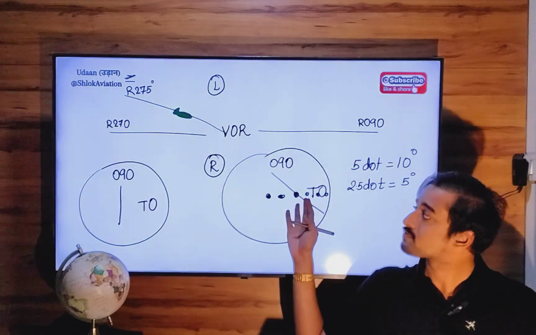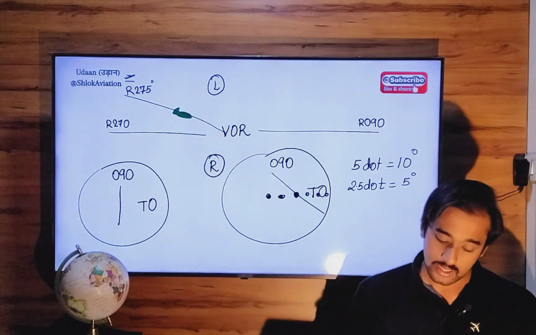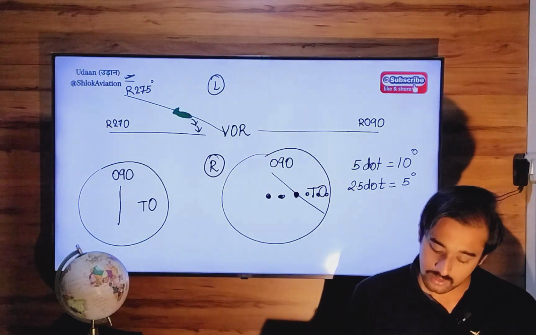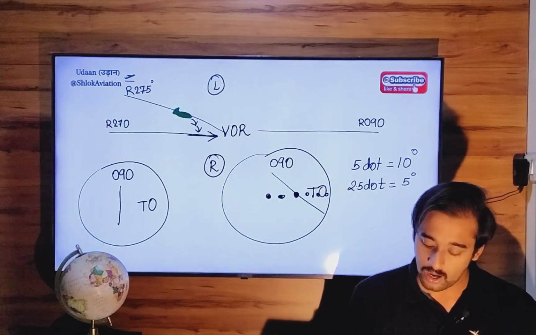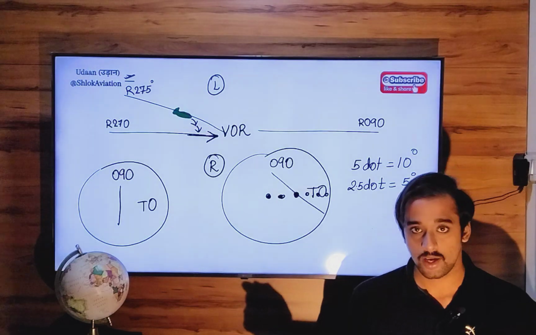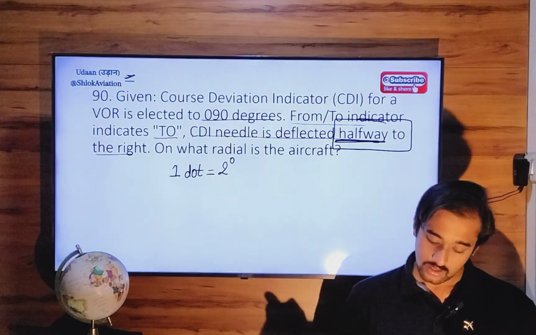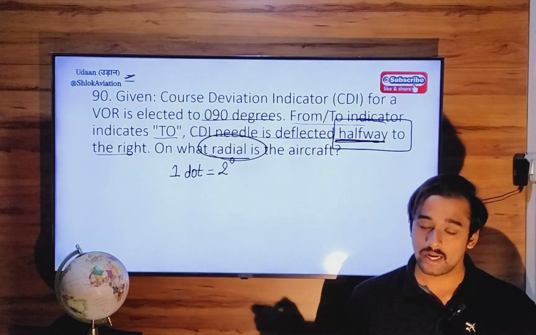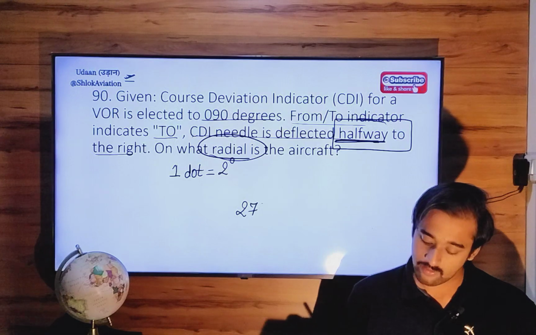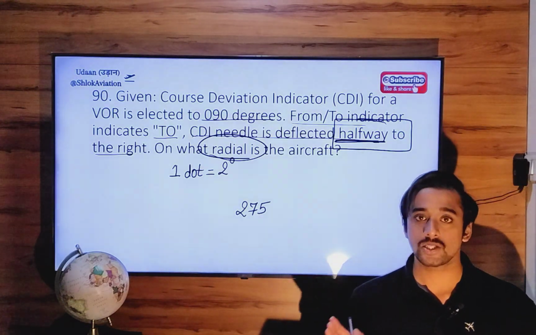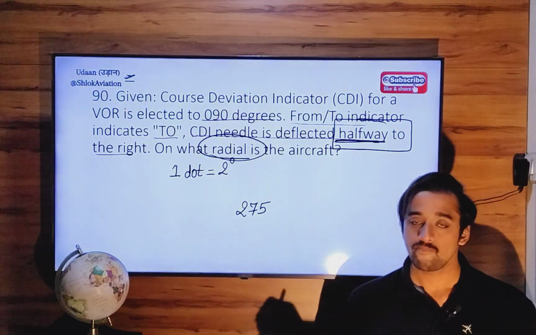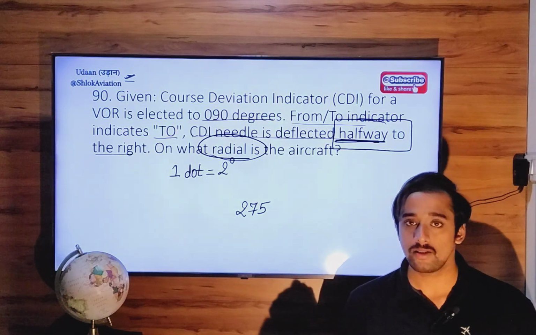to the right, telling pilot to turn right hand side so as to intercept this radial and fly inbound on radial 270. So on what radial is aircraft situated? Aircraft is situated on radial 275. It should be situated on radial 270, but it is situated on radial 275.